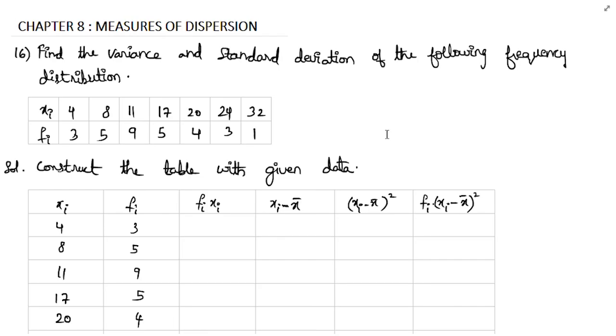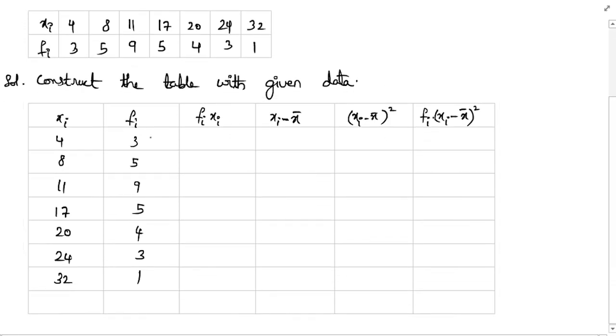So now the 16th one: find the variance and standard deviation of the following frequency distribution. For that we have to construct a table, right? So I have already constructed the table and written the values of xi and fi in the table. Now we will find fi into xi, which is 4 into 3 is 12 here. This is 40, this is 99, this is 85, 80, 72 and 32.